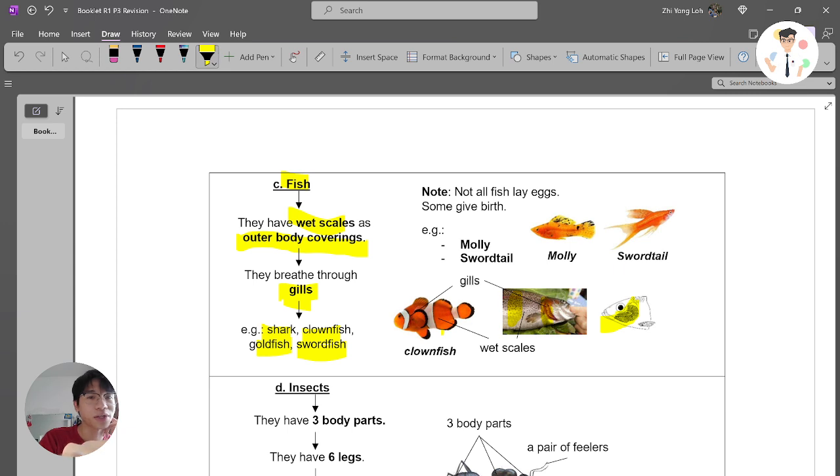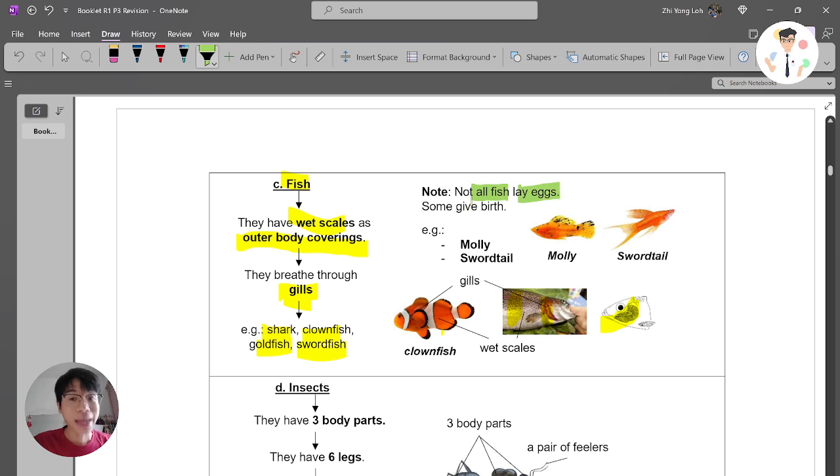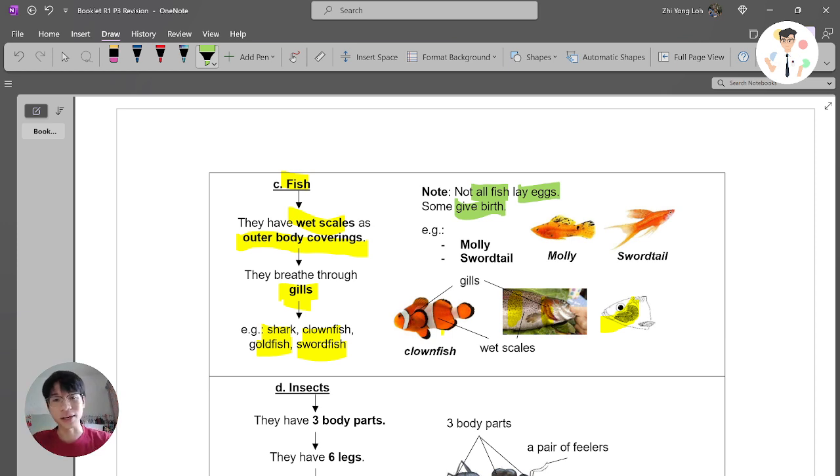Again, however, there's always an exception here. Not all fish lay eggs. Some might give birth. Now, in our knowledge, we always think that fish lay eggs, right? But again, there's always an exception here. Some of the exceptions, as you can see, are molly and swordtail. Okay, these are the two exceptions.